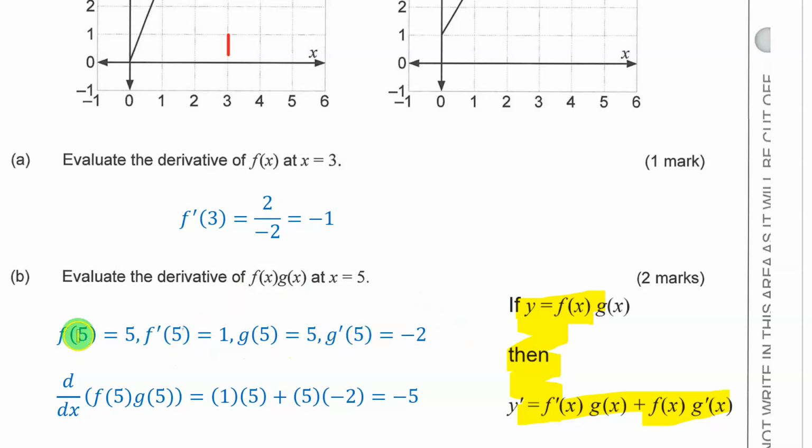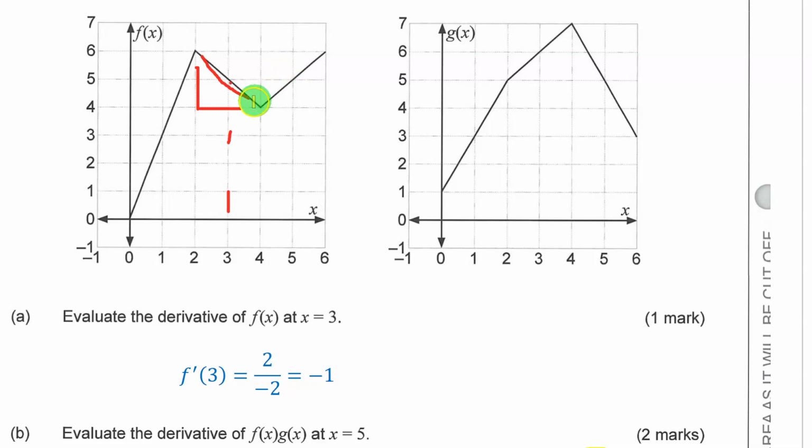So for f of 5, we go up to the function, here it is, just here, so f of 5 is obviously 1. Whereas f prime of 5 is the gradient of this line there, which is 1. And g of 5, now we're looking over at this one. G of 5 is also 5. And g prime 5 is -2. The gradient of this bit of line is 2 across, 4 down, so -2.